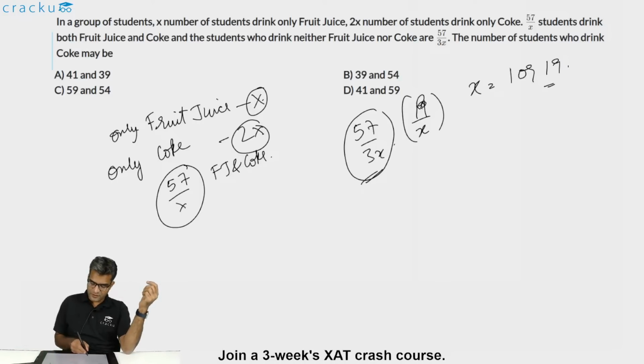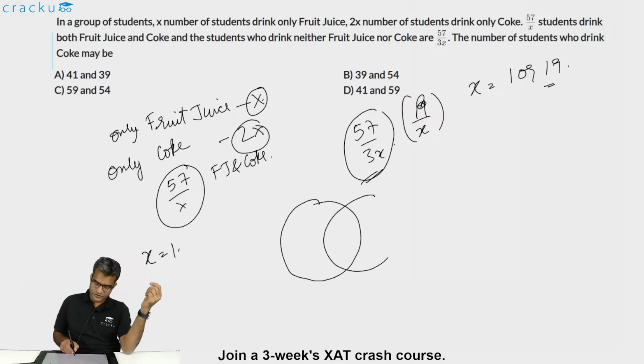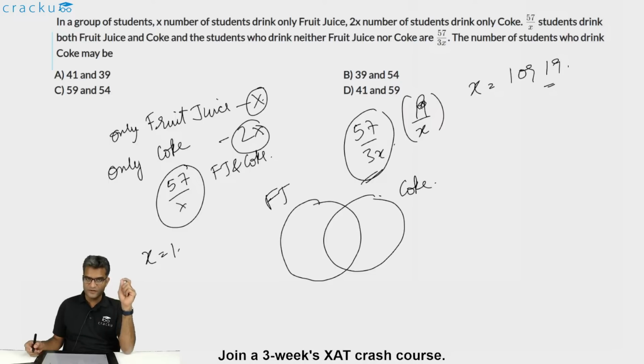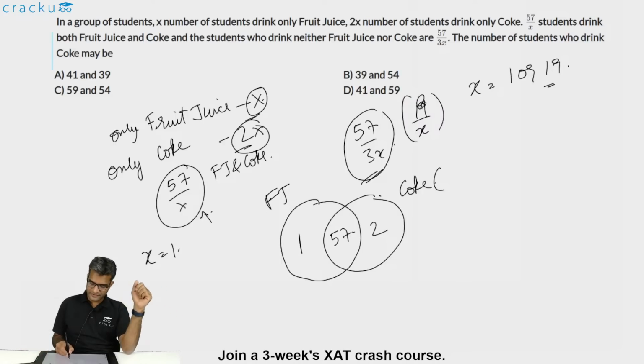If x is equal to 1, then let us draw a Venn diagram. This is fruit juice and this is Coke. The number of people who have had only fruit juice is equal to x, which will be 1. The number of people who had only Coke is 2x, which is 2. The number of people who had both fruit juice and Coke is 57 by x, which is 57. So in this particular case, the total number of people who had Coke is 59, and the total number of people who had fruit juice is 58.